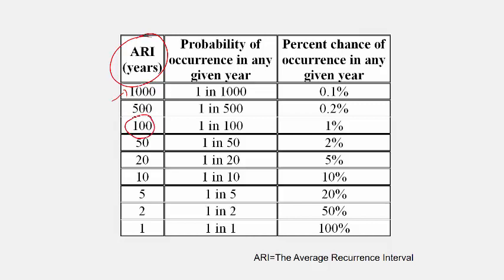If we have a 100-year storm, that means it's a storm that will happen once every 100 years, or the probability that it occurs in a specific year is 1 in 100, or 1%. If you need time to look at these values, you can pause the video.